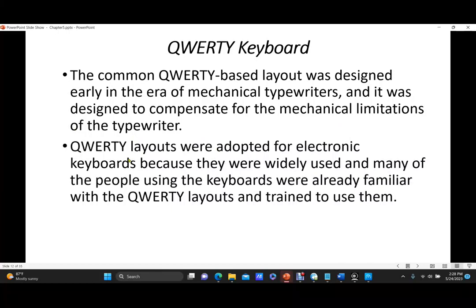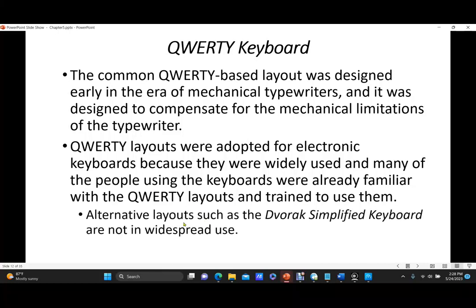QWERTY layouts were adopted for electronic keyboards because they were widely used. Most of the people using keyboards were already familiar with the layout and were trained to use them. Alternative keyboard layouts exist, like, for example, the Dvorak simplified keyboard, but they're not in really widespread use.